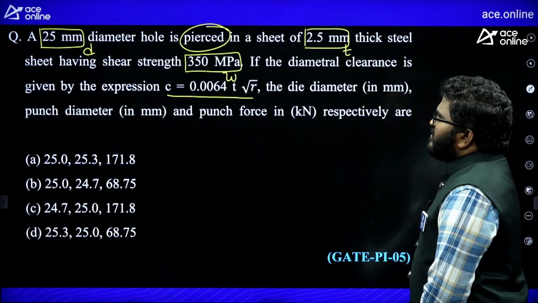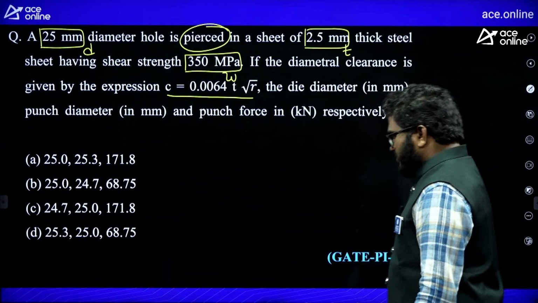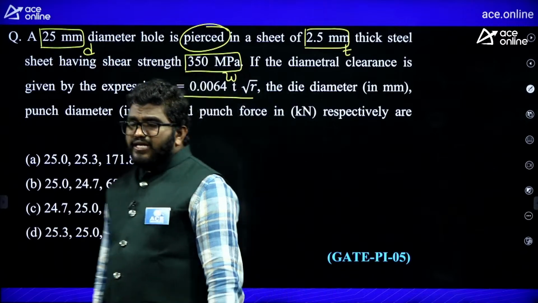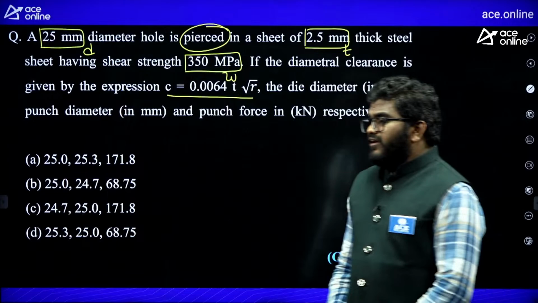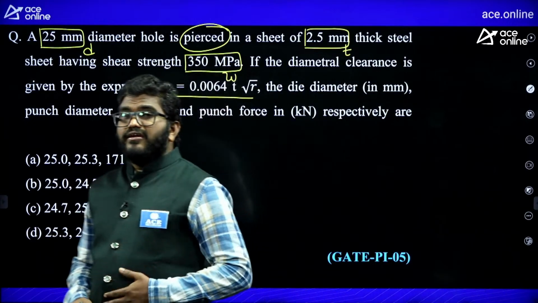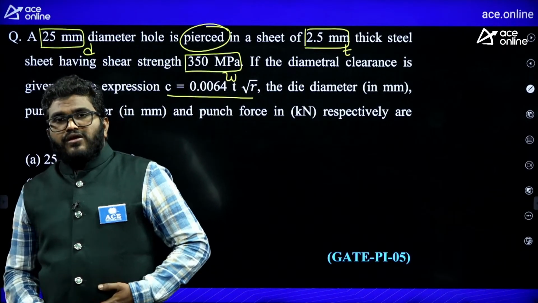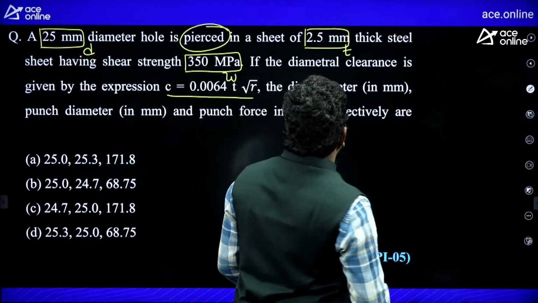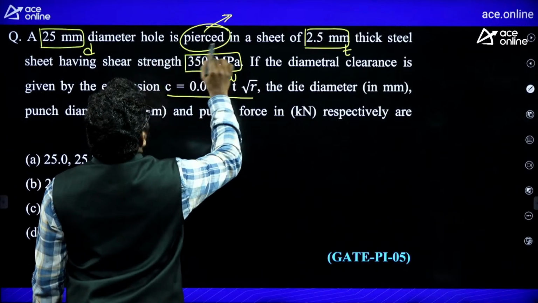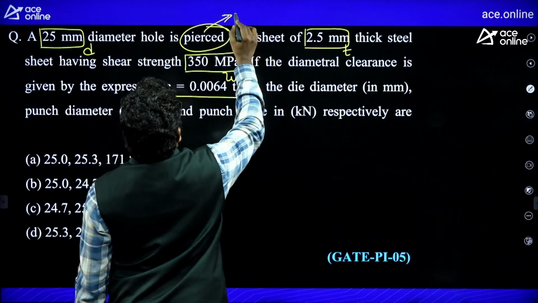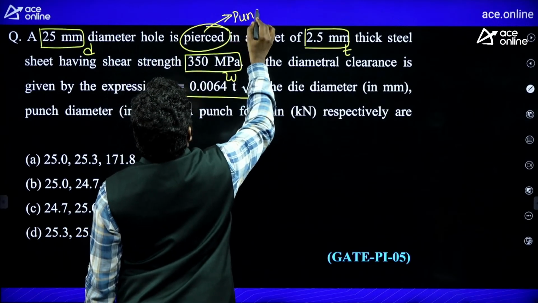See, remember, first of all, is it punching or blanking? If you want to calculate the dimensions of a punch and die, first you should decide whether this is a punching operation or a blanking operation. In the question it is given pierced. A hole is pierced in a sheet, right? So I am considering it is a punching.